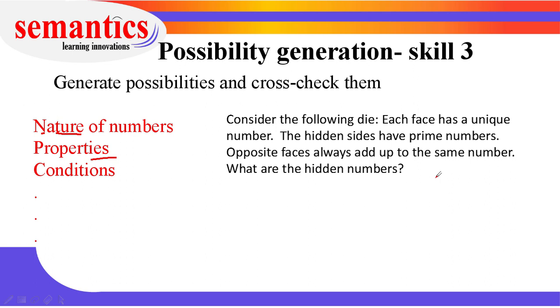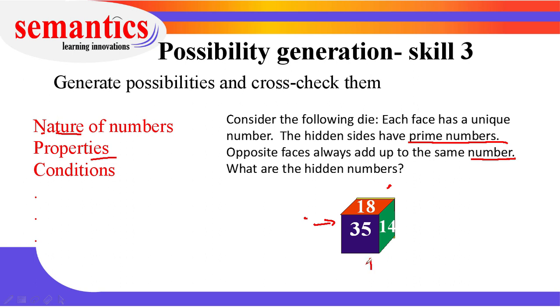Consider this die. Each face has a unique number. The hidden sides have prime numbers. Opposite faces always add up to the same number. Now that's the condition. What are the hidden numbers? The hidden numbers are here, here, and here. We know that these are prime numbers.